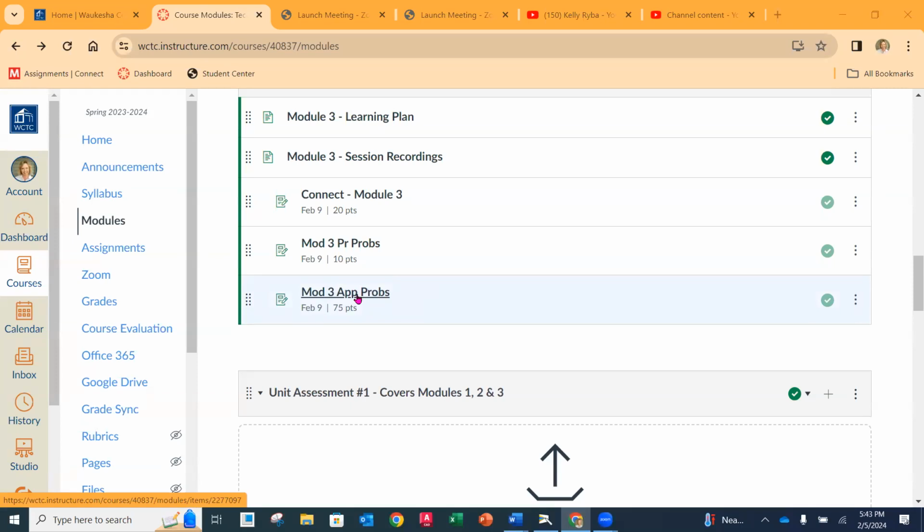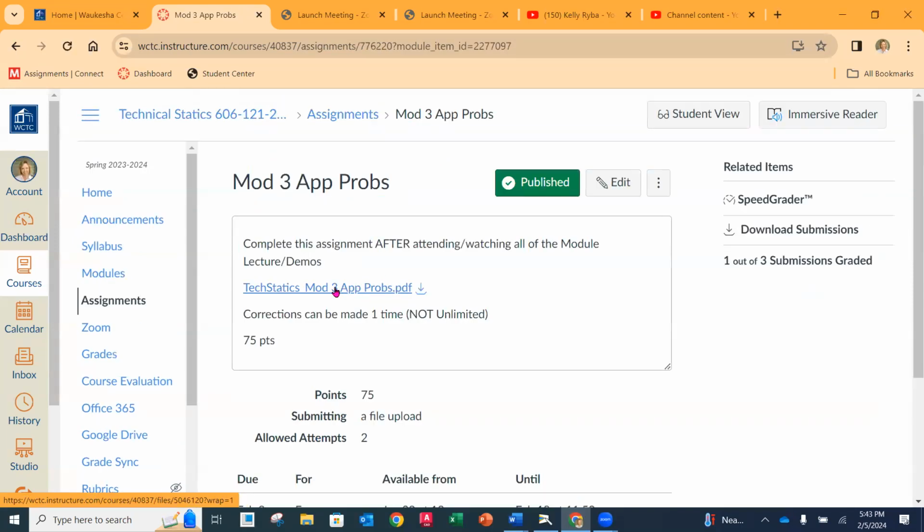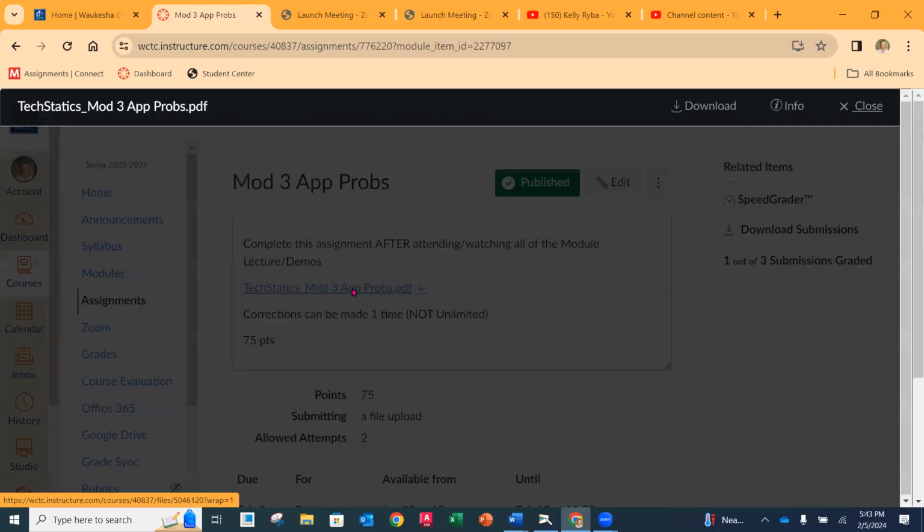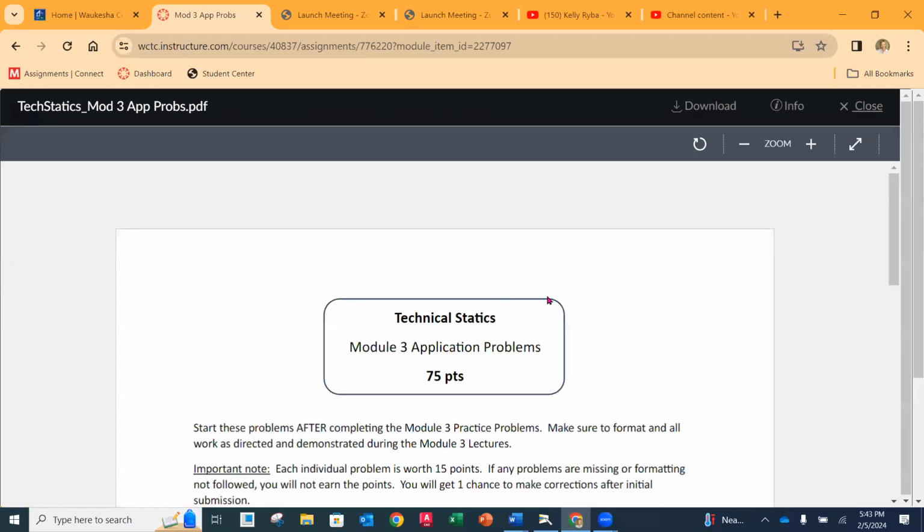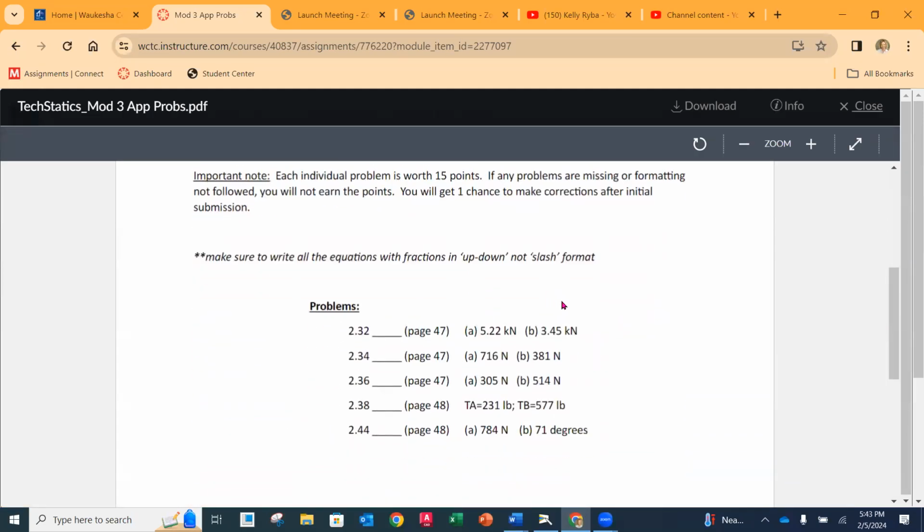So I'm going to click on the application problems, and I'm going to click on our PDF here. This is going to list the problems that we have assigned out of our book. You'll notice they start on page 47, and I did list for us the part A, part B answers for each one of the problems.